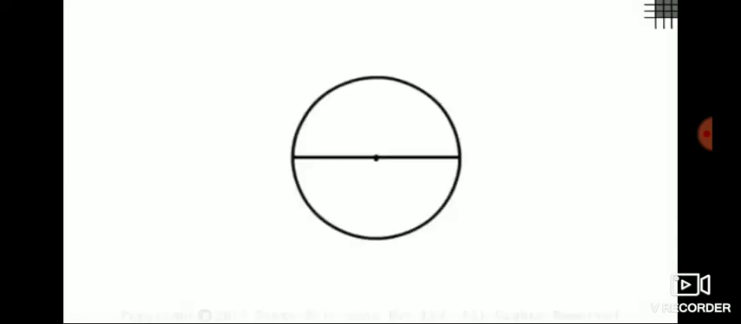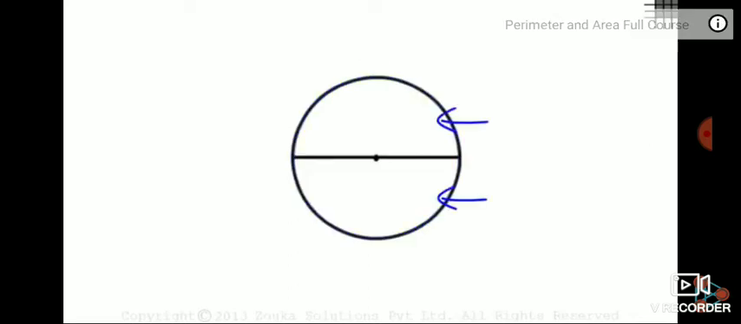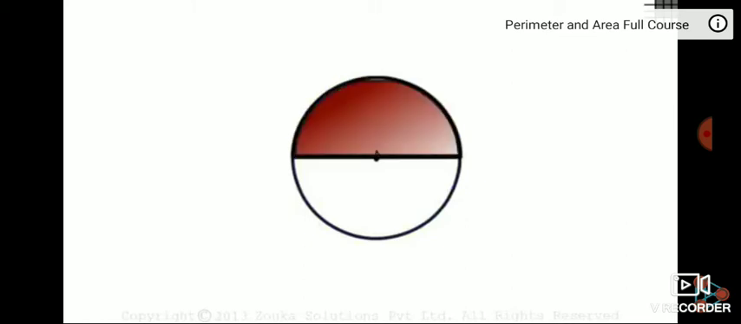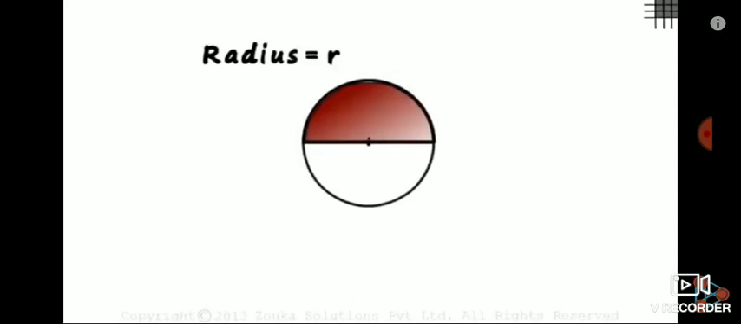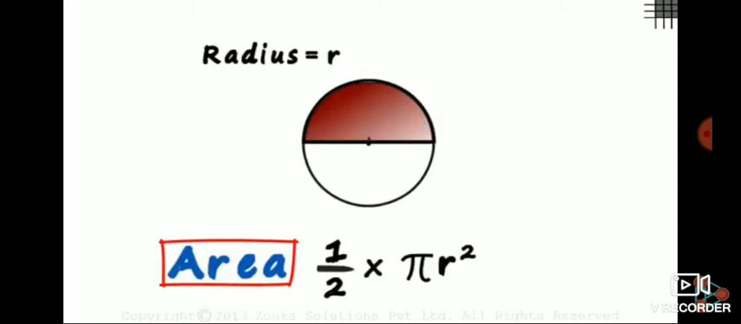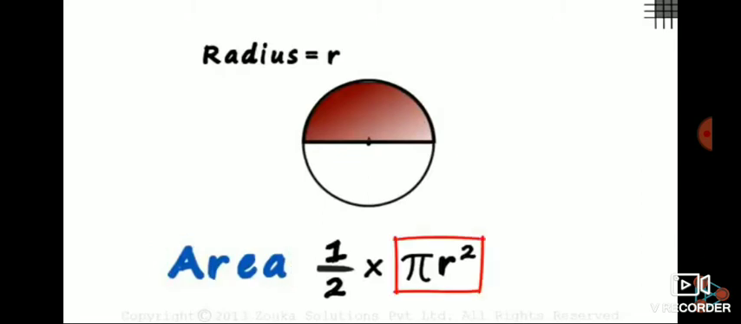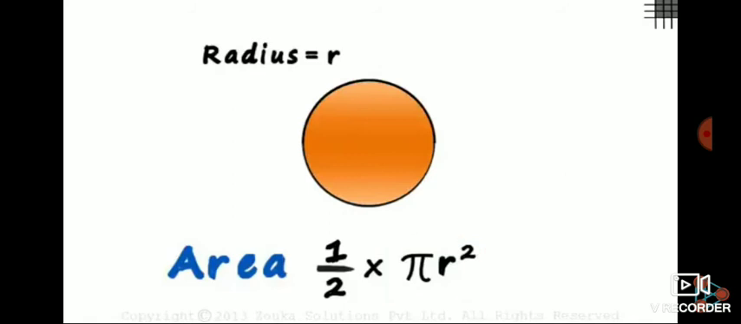We are now going to try to understand a very important concept about circles. Look at this circle divided into two equal parts. How do we find the area of this colored part? Let's assume that the radius of this circle is r units. You are familiar with the area of a circle, and we can see that it covers half the circle. So the area will be half multiplied by pi r squared. This is the area of this circle, and we multiply it by half to find the area of this colored part.